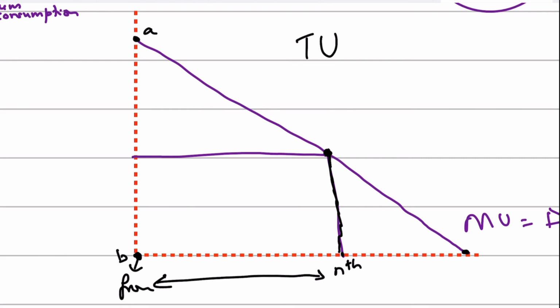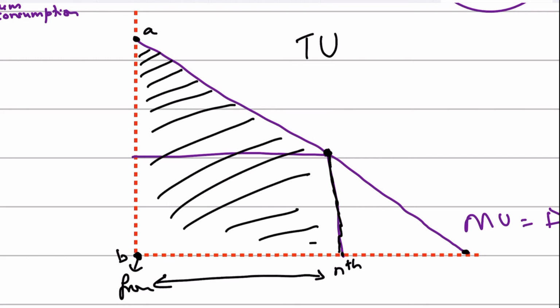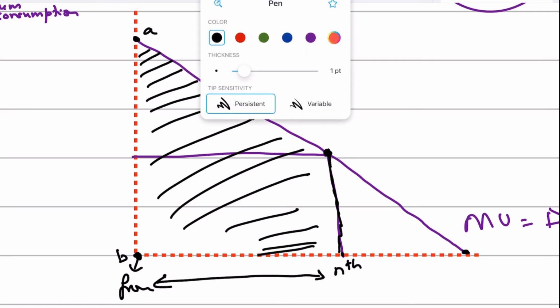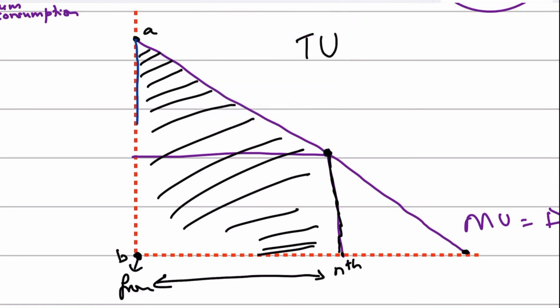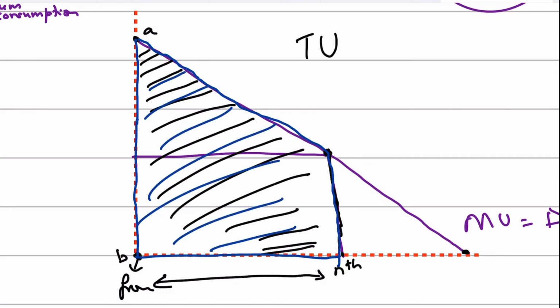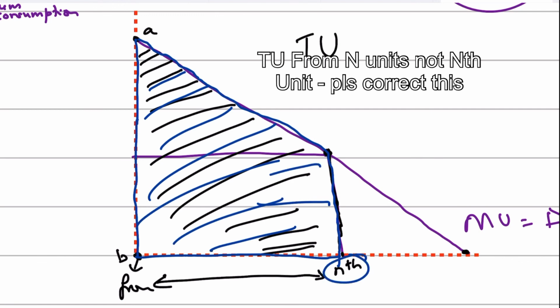Which technically means that all of this area under the demand curve till here, if I graphically draw it, is basically your total utility. This entire area is your total utility from purchasing the nth unit.